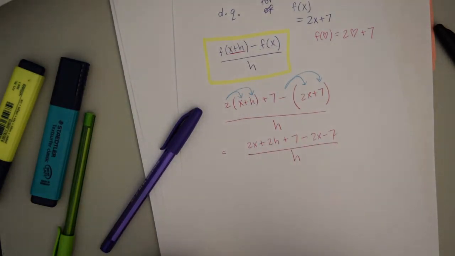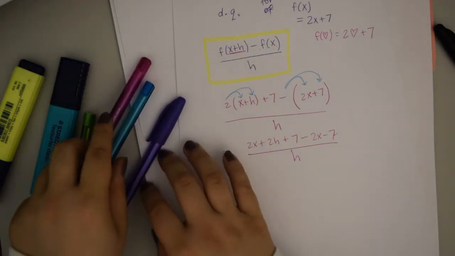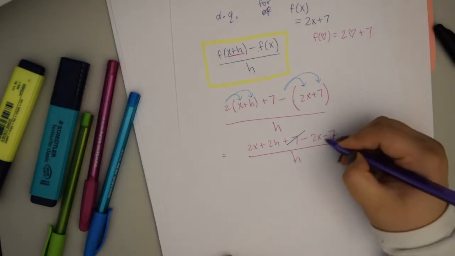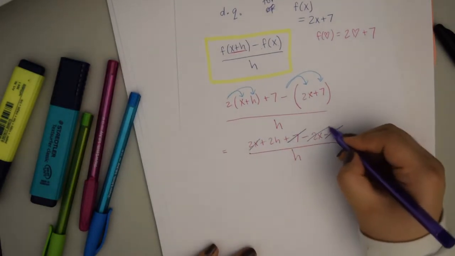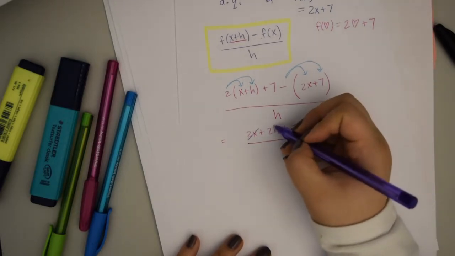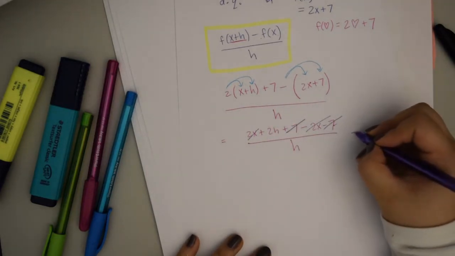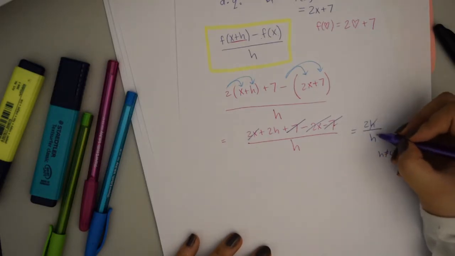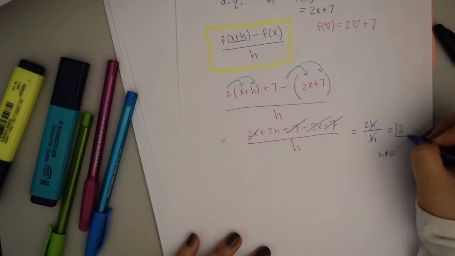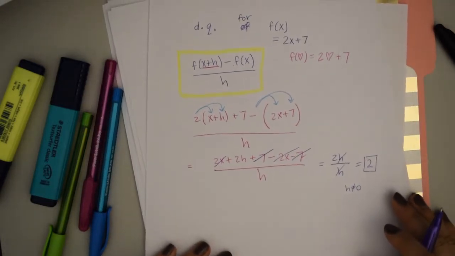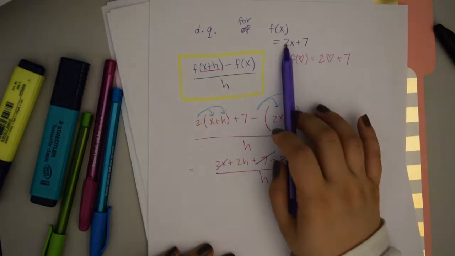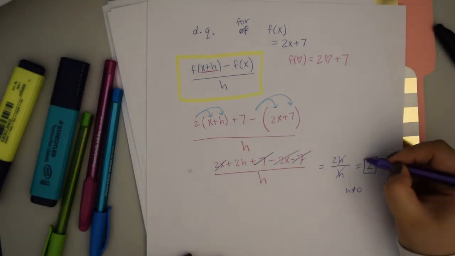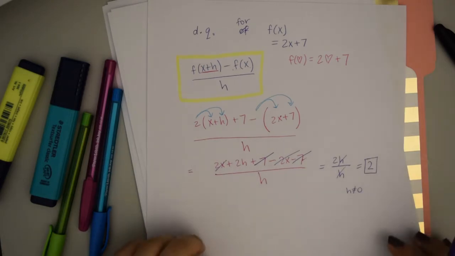And I'm just expanding so that I can cancel things out, if possible. So plus 7 minus 7, 2x minus 2x. I like it. I get 2h over h, and then h is not 0, so cancel, 2. 2 is my difference quotient for 2x plus 7. It's just a constant. There's no x in it, there's no h in it.